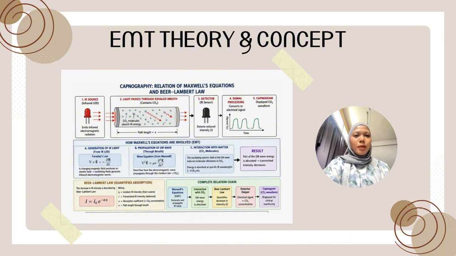That means Maxwell equations explain the generation and propagation of infrared electromagnetic waves used in capnography. The Beer-Lambert law explains how carbon dioxide absorbs IR light, causing an exponential decrease in intensity, which is measured and converted into a carbon dioxide waveform.